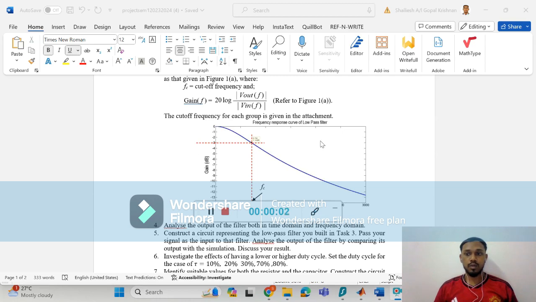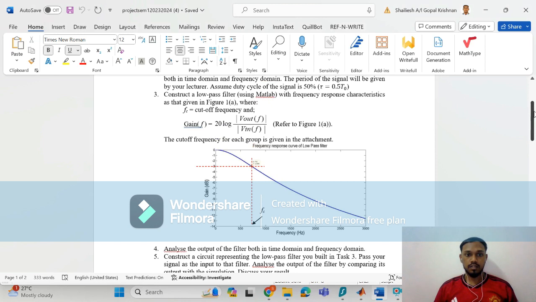DE210008. Now I'm going to explain question number 3. Question number 3 is to construct a low pass filter using MATLAB with the frequency response characteristic given in figure 1a, where fc equals the cutoff frequency and gain is 20 log.